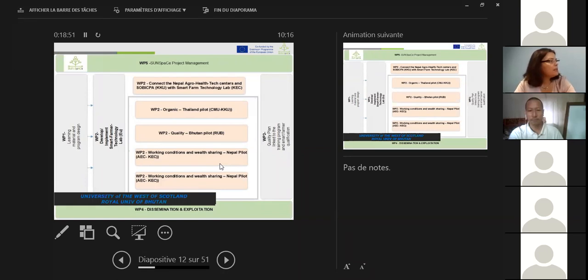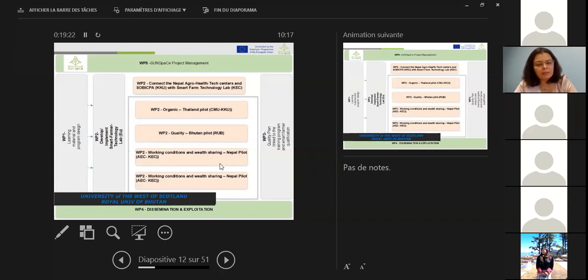Work package 2 is more oriented to the development of the implementation of the smart farm technology and is led by the University of the West of Scotland and our partner from Bhutan. Something I haven't said before is that each work package is led by two partners, one from the European partners and one from the Asian partners. So work package 1 is led by our partner from Budapest and our partner from Chiang Mai University. The second work package is led by our partner from Scotland and our partner from Bhutan, Royal University of Bhutan.